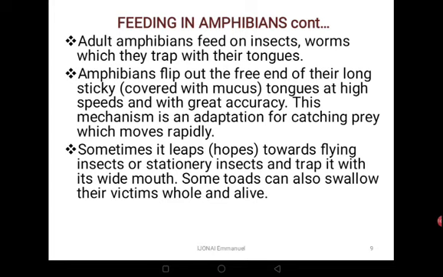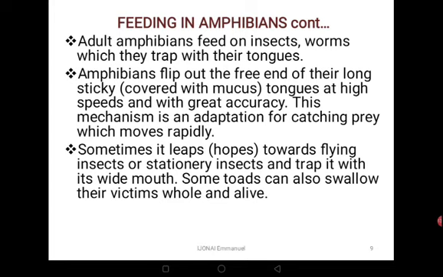So they feed on insects and worms, which they trap with their tongues. Amphibians flip out the free end of their long, sticky tongue. Their tongues are sticky because they have mucus in them. Those tongues can be spread out at a very high speed and with great accuracy. They rarely miss their prey.